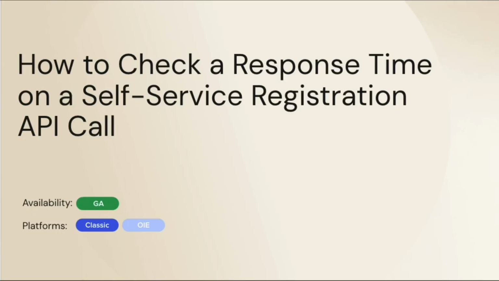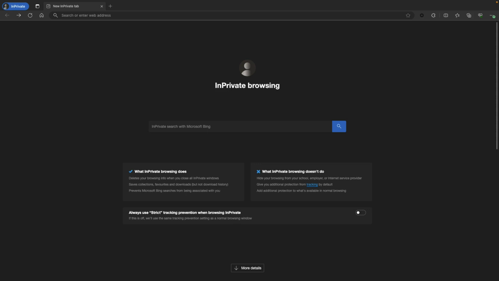In this video, you will learn how to check a response time on a self-service registration API call. When self-service registration is enabled on the tenant, you can determine the response time by using the browser developer tools. Launch a clean browser session.